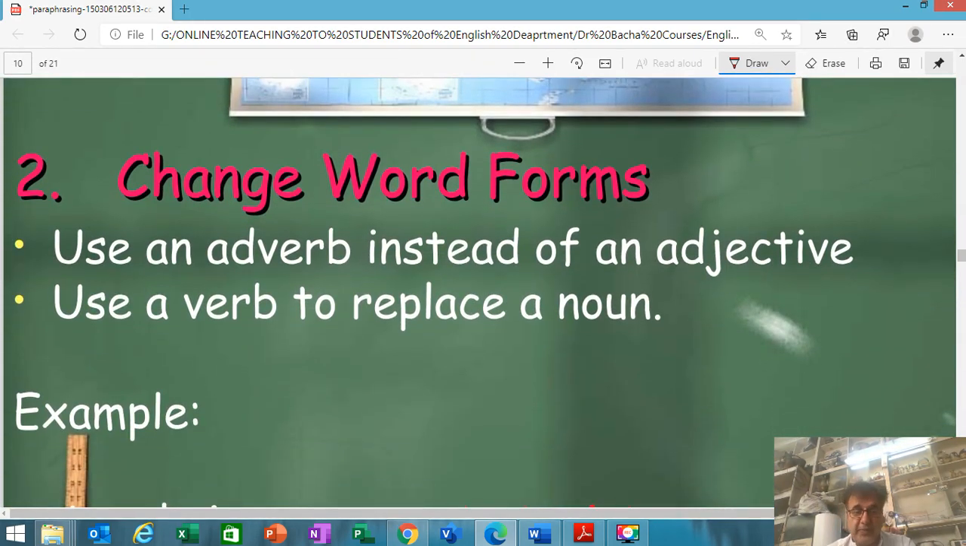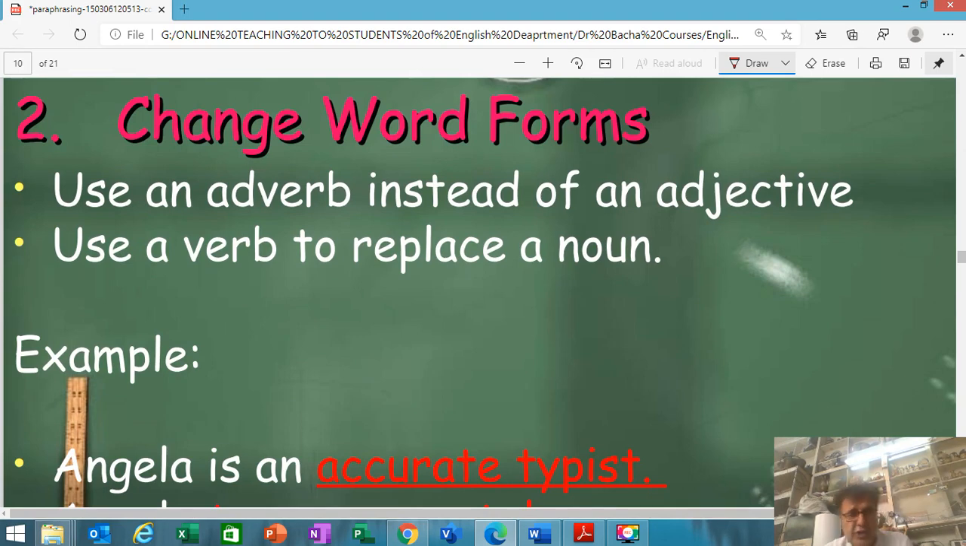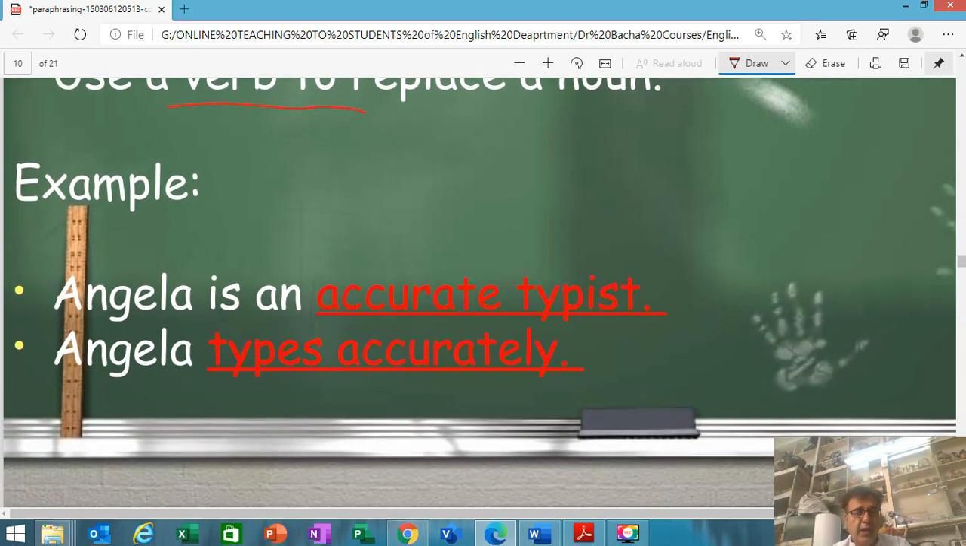Change the word forms. You have to change the word form. For example, use an adverb instead of an adjective, or use a verb to replace a noun. When you are trying to do paraphrasing, you have to change the word form. For example, Angela is an accurate typist.